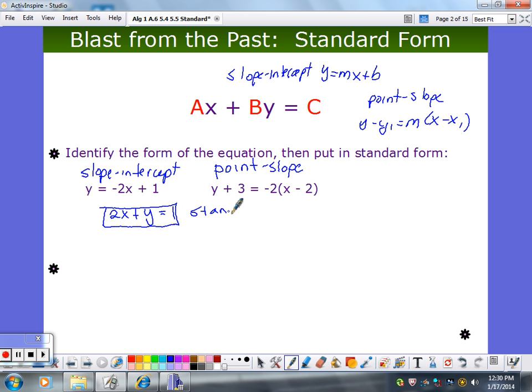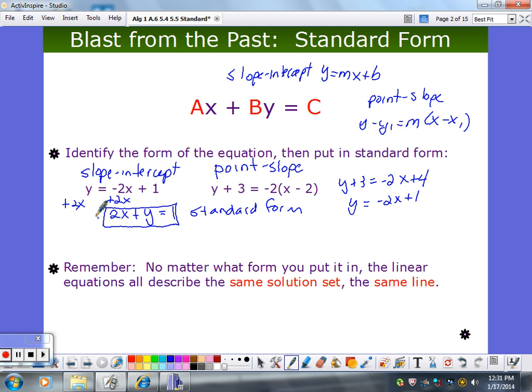Wait, isn't that the same thing as the slope and the slope? Isn't that the same thing? How did I get there? I just added this, right? Well, what about this one? Y plus 3 equals negative 2x plus 4. Subtract 3. Wait, that's the same thing too. Okay, they're all the same thing.